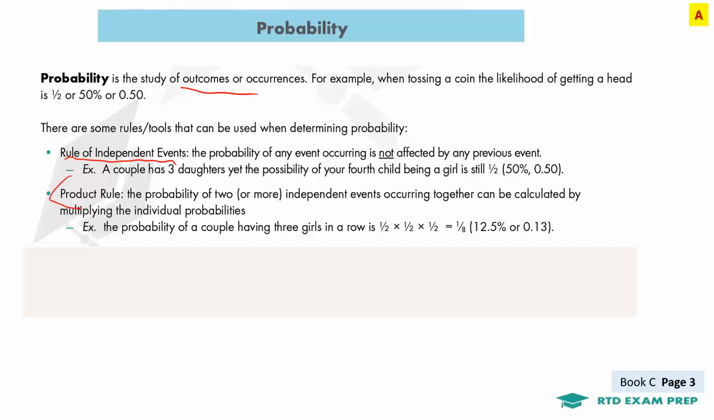That is our product rule. You always multiply the events separately. So for example, the probability of having 3 girls in a row: 1/2 times 1/2 times 1/2 equals 1/8.